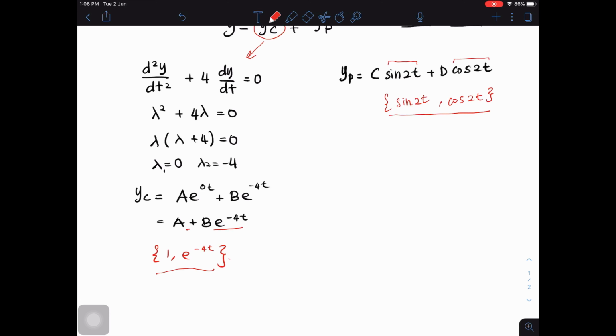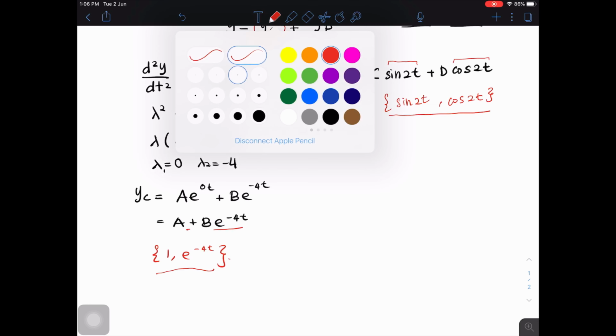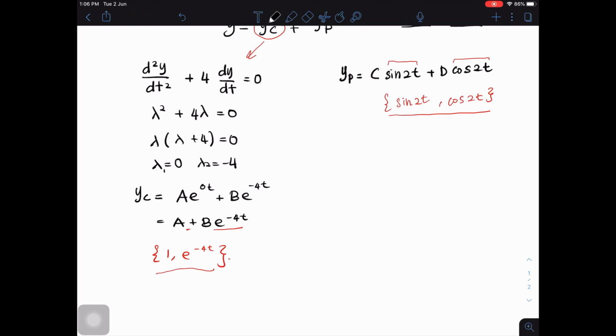So we said that it's linearly independent. When it's linearly independent, then you can proceed with your yp that we assumed just now. Okay, so your yp now is equal to c sine 2t plus d cos 2t.